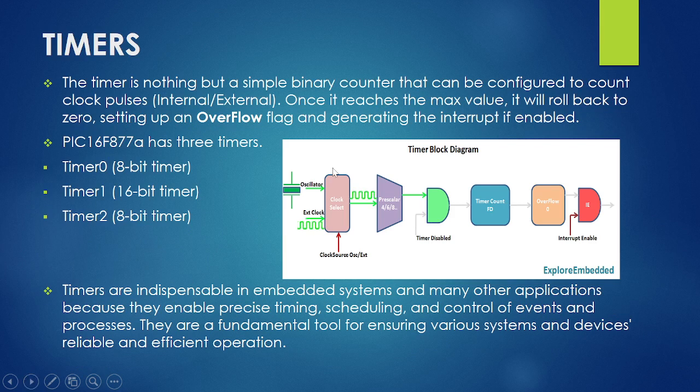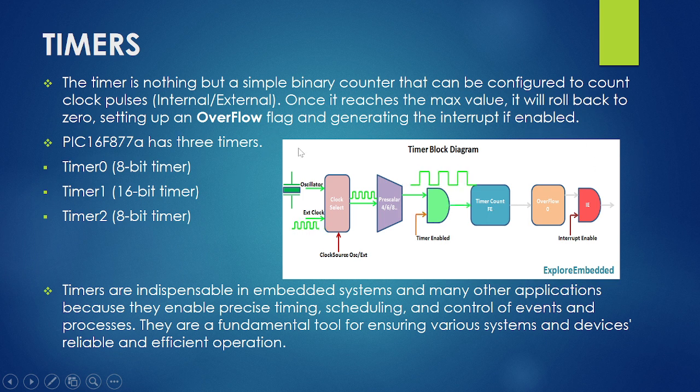So moving forward, let's talk about the timers. Timers are a very important part of an embedded system. Without timers, we cannot control, we cannot time, we cannot schedule the events. So it is a very necessary part of the embedded system. And as we are counting the time, we need timers. A timer is nothing but a binary counter that can be configured to count clock pulses. And once it reaches its maximum value, the overflow flag will be set, generating the interrupt if enabled.